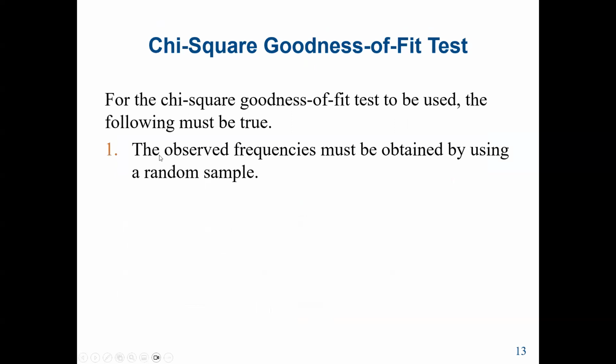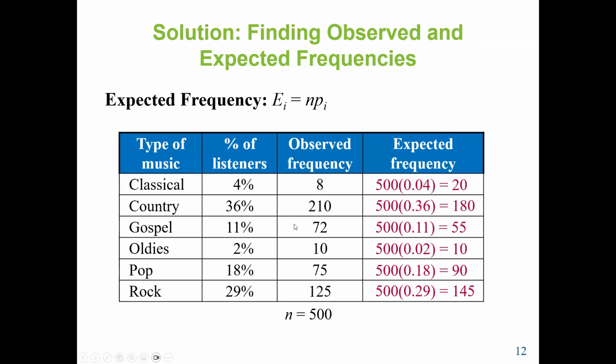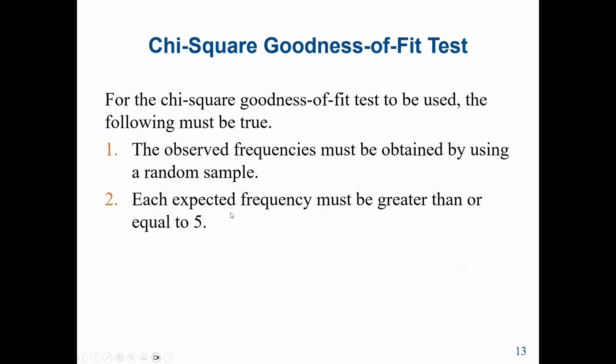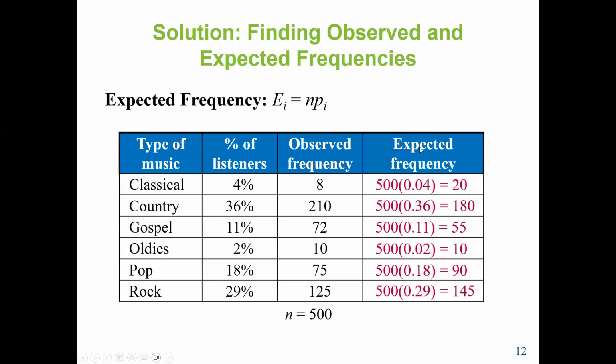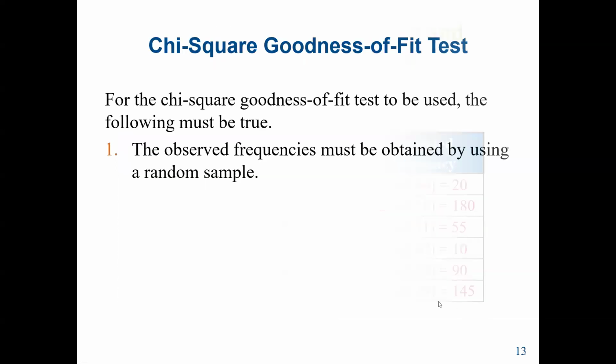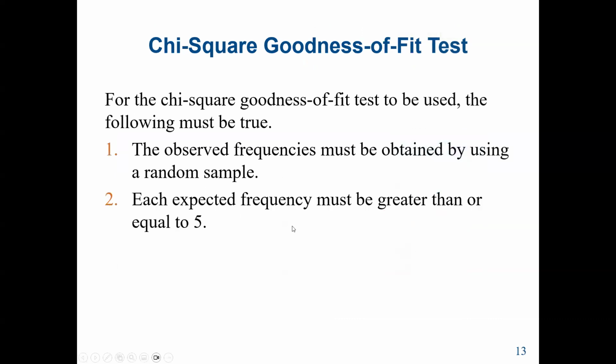So after that, we say that for the chi-square goodness of fit test to be used, the following must be true. First, the observed frequencies must be obtained by using a random sample. So that's our first condition. Then the second condition: each expected frequency must be greater than or equal to 5. Let me go back. So this is our expected frequency. We can see that all the values are at least 5. So again, each expected frequency must be greater than or equal to 5.